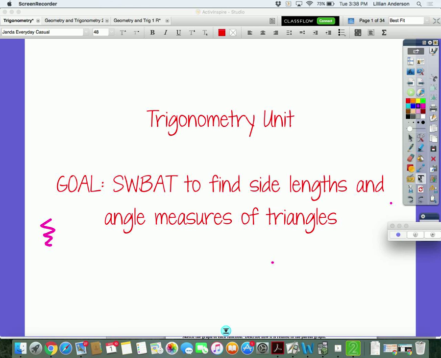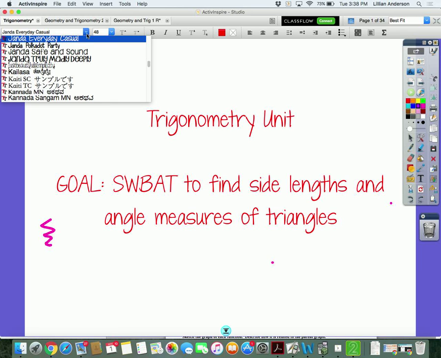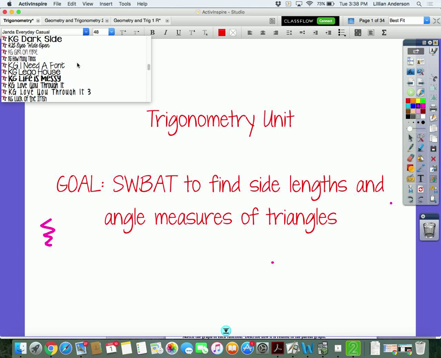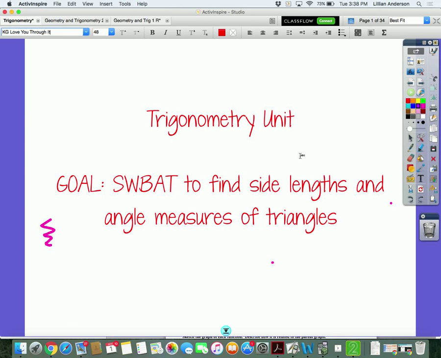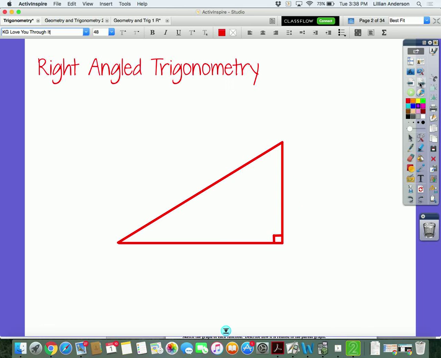So today we're talking about trigonometry. This is a new unit, and so we're going to be doing a lot of review. Today we're talking specifically about how to find side lengths and angle measures of triangles. We're going to start with right triangle trigonometry. This is a review from your geometry days.